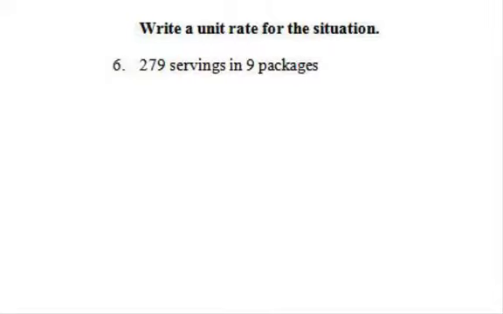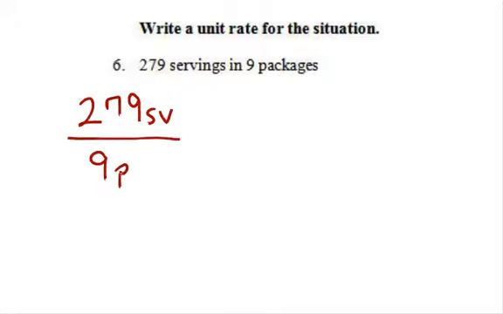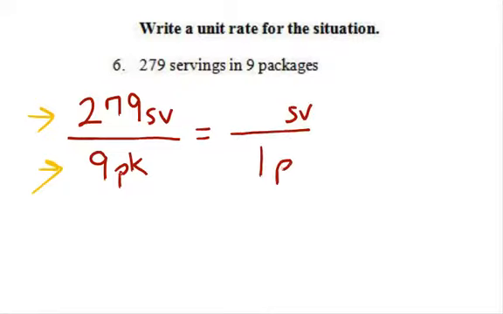Number 6, write a unit rate for the situation. So a rate is one quantity, 279 servings, we'll just call it SV. So it's 279 servings to 9 packages. Okay, that is a rate. It compares one quantity of one unit of measure to another quantity of another unit of measure. We want a unit rate, which is one quantity of a unit measure, some number of servings, to a single unit of the other measure. So 1 pack. So it's 279 servings to 9 packs.